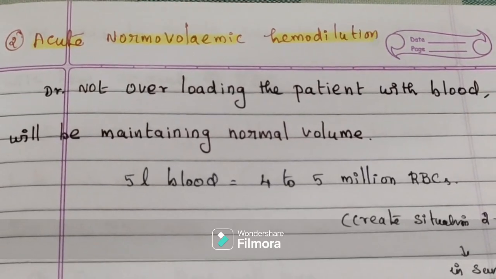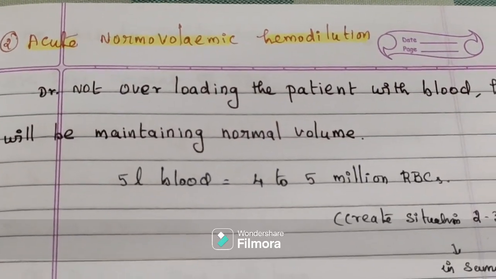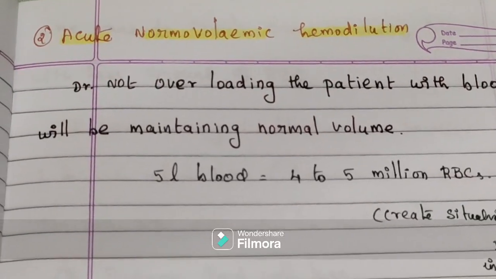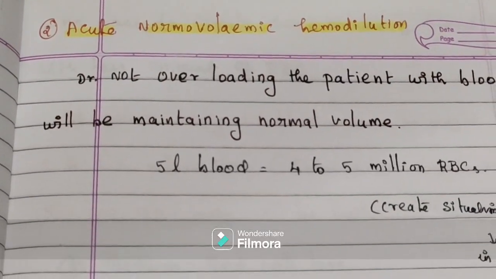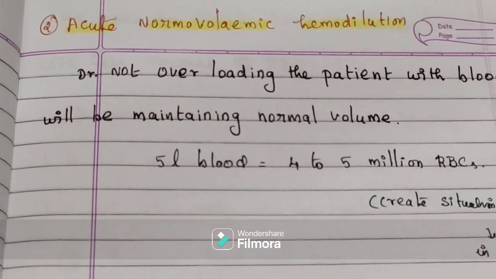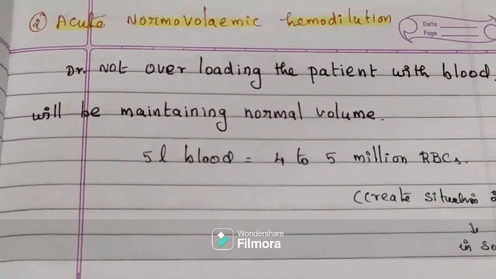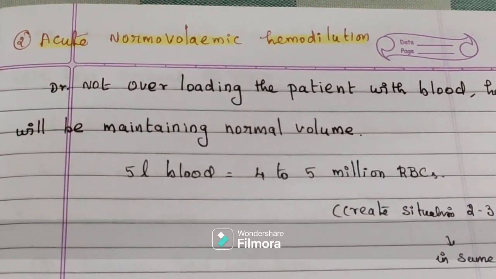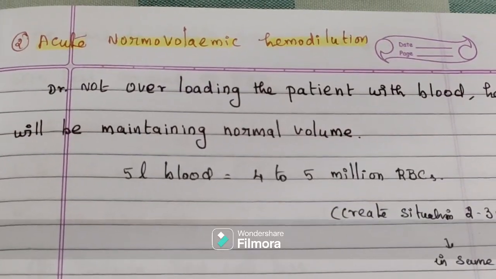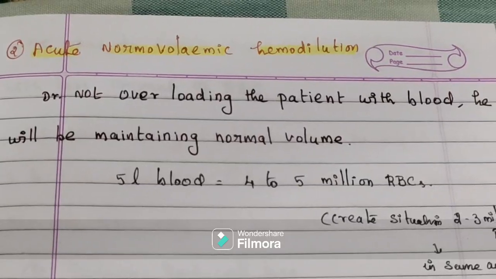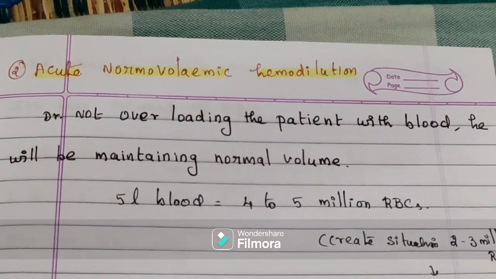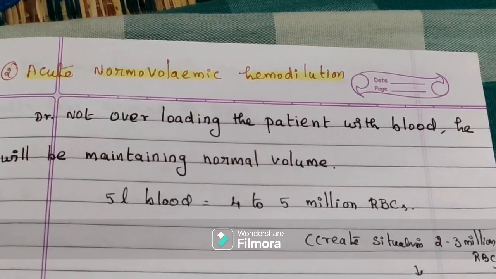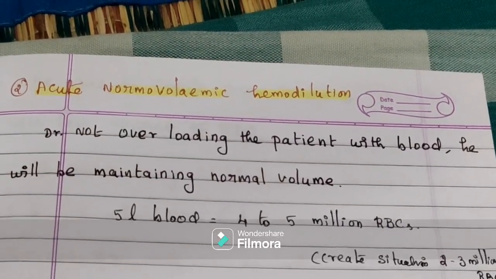Second method, acute normovolemic hemodilution. In this method, what is happening immediately before surgery, this process is taking place. The term acute normovolemic hemodilution means the doctor is not overloading the patient with blood; he will remain at normal volume. For example, the doctor will be maintaining 5 liters of blood, as usual.